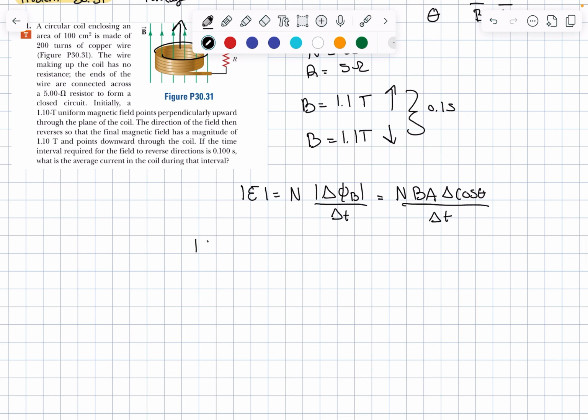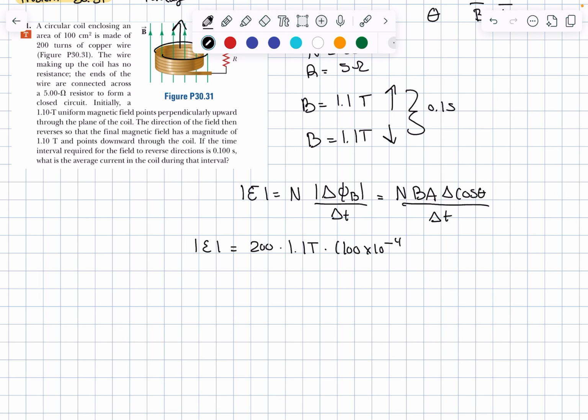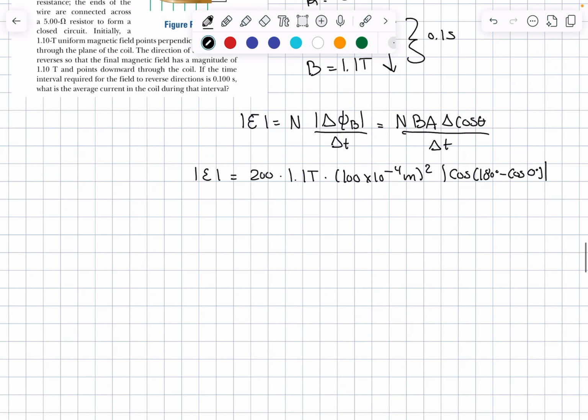So what we see is that E is equal to N, which is 200, times 1.1 Tesla times A, which is 100 centimeters squared, so it's 100 times 10 to the negative 4 meters squared, and then it's going to be cosine of 180 degrees minus cosine of 0 degrees, right? Because that's the swap that's happening with that magnetic field. So then E is just equal to 44 volts. And that's it. We just plug in the numbers.